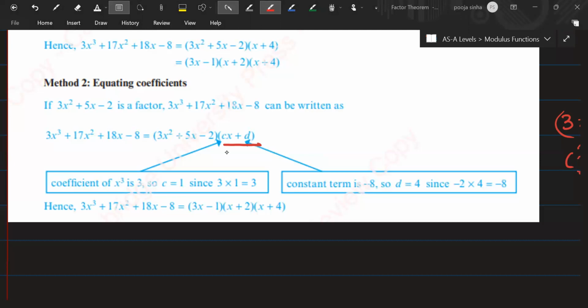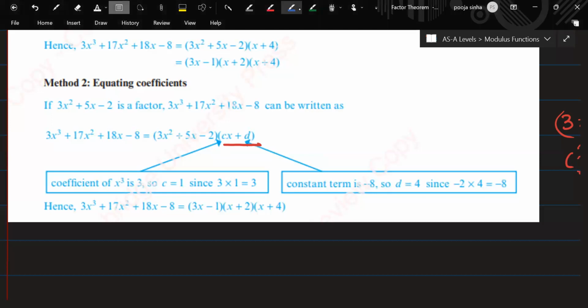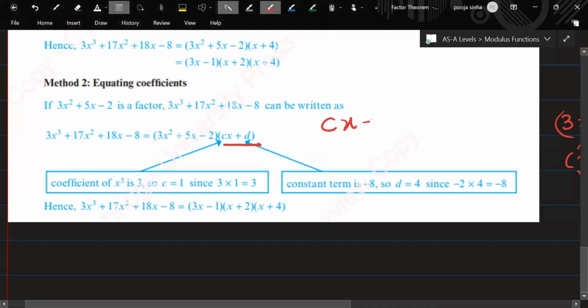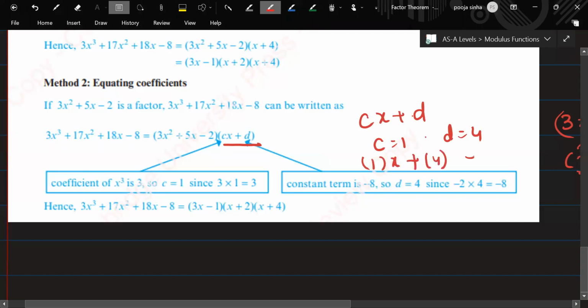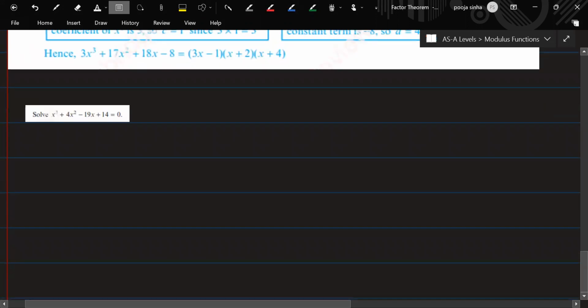Now, one last thing that is there from factor theorem. How did this give us x plus 4? What did you assume it to be? Cx plus d, right? You said c is equal to 1 and d is equal to 4. All you need to do is replace. So 1x plus 4 becomes x plus 4. So when this is multiplied by x plus 4, you will get this answer. Okay, clear?